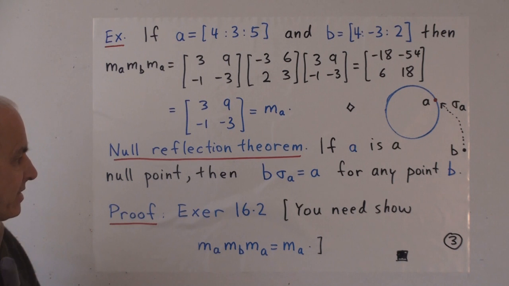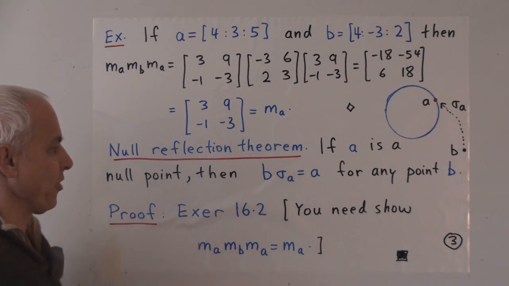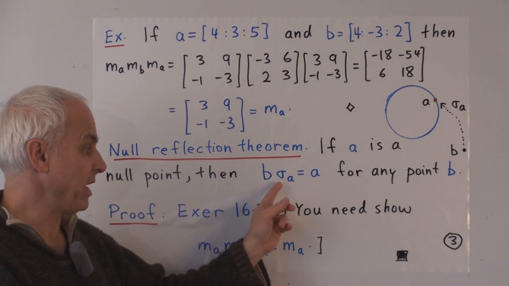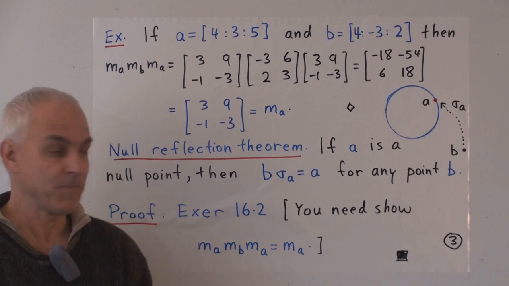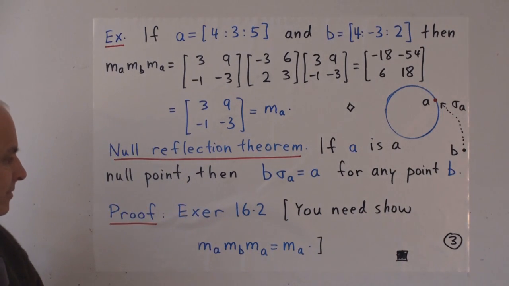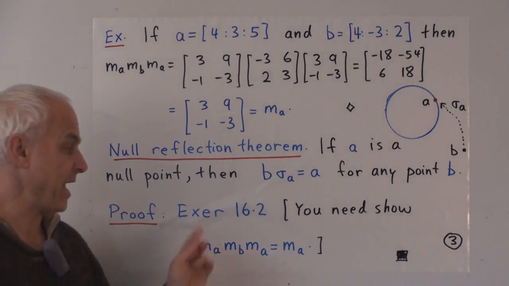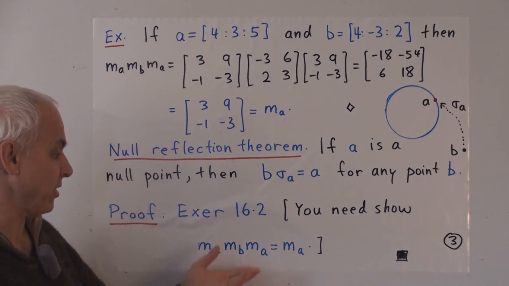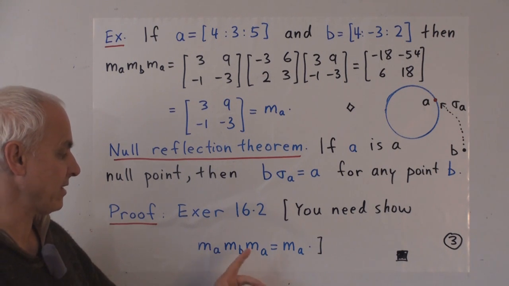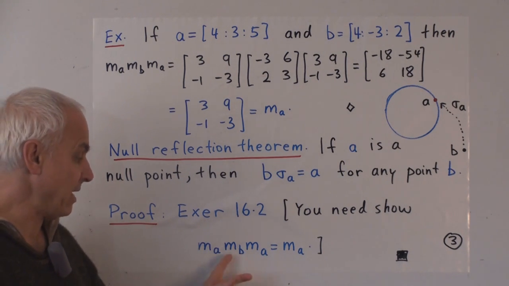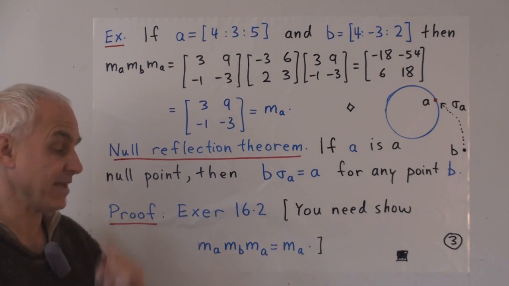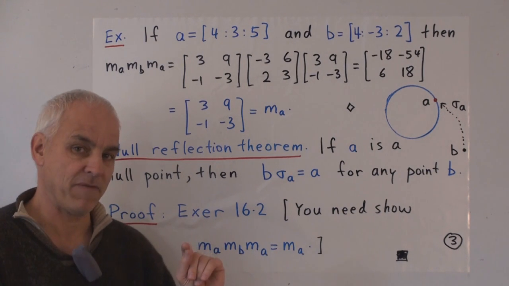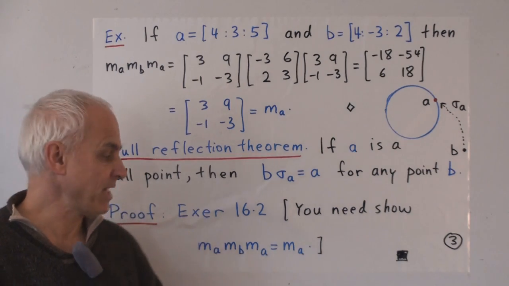Here's the general theorem that captures that. The null reflection theorem. If A is a null point, then the reflection of any point B in A is A for any point B. And I'm going to leave this proof as an exercise for you. A little hint, you're going to have to show that M sub A times M sub B times M sub A equals M sub A for any point B if A is a null point. And I remind you that we know what the formula for M sub A is for A a null point. We obtained that in the last video.